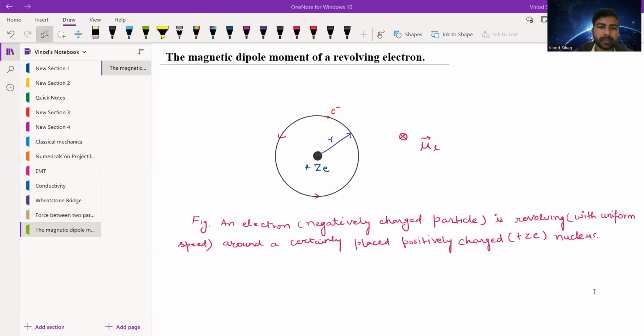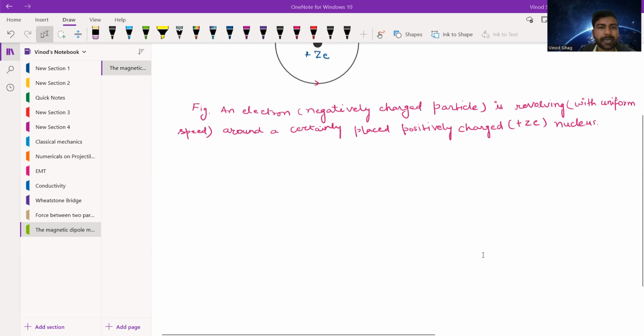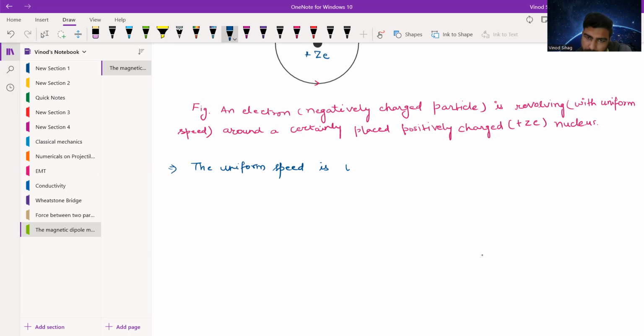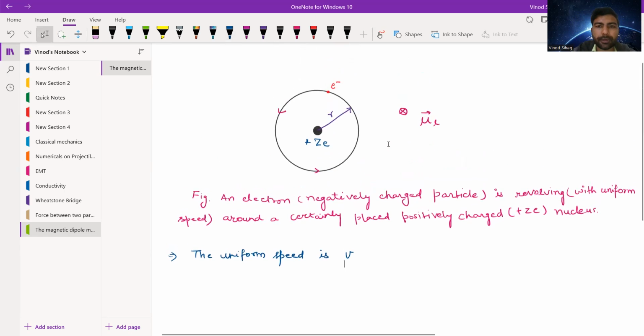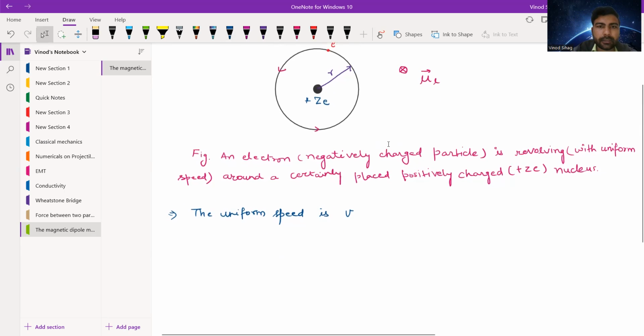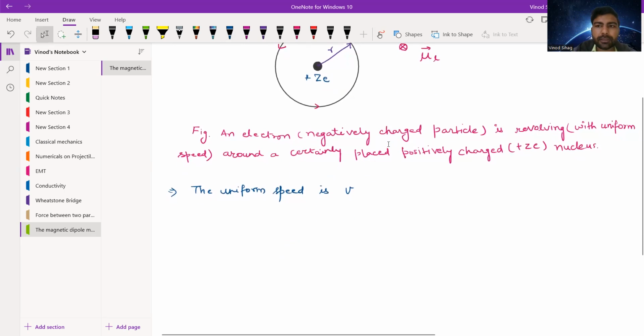I'm repeating again that here the electron is revolving with uniform speed, and that speed is v. If the uniform speed is v, then the flow of electron will produce the current. And now, if it is producing the current, then what will be the equation of that current?